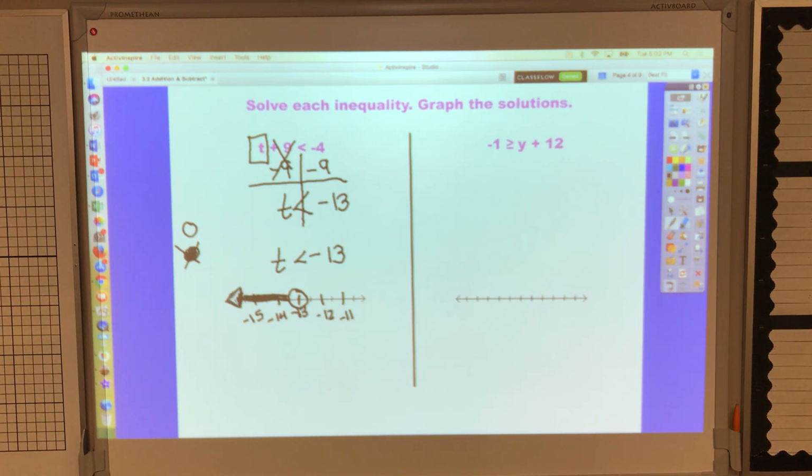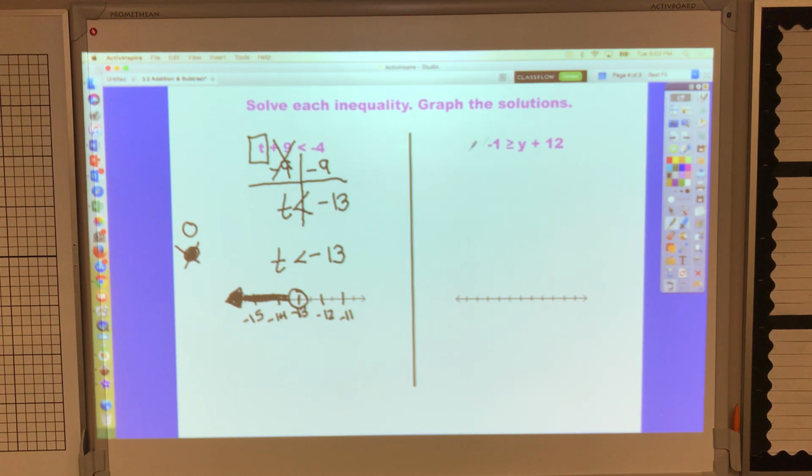Okay, now make sure when you are shading yours, I can tell exactly where your shaded part is. Make it nice and dark so I can tell your arrow is going to the left or to the right, and your arrow sticks out compared to the number line.